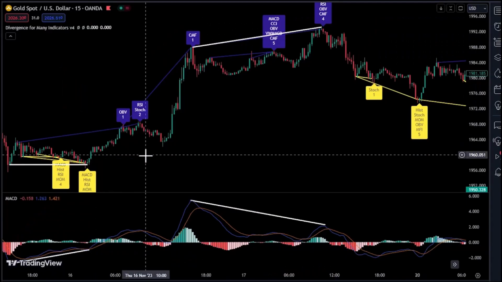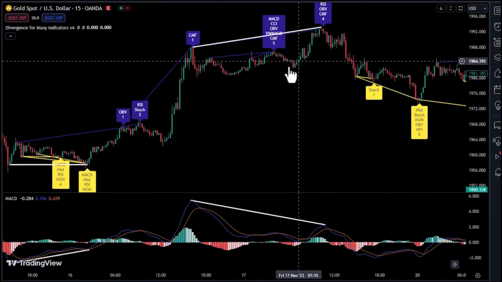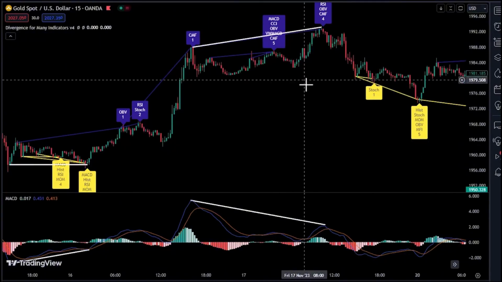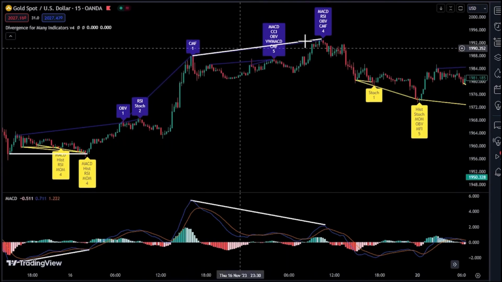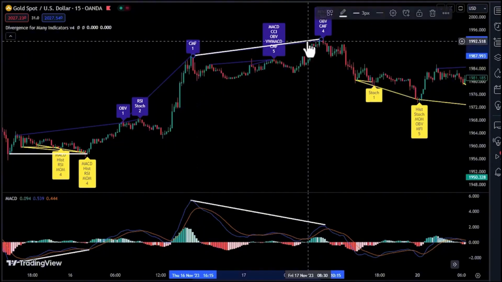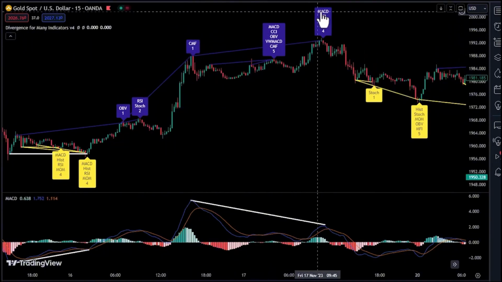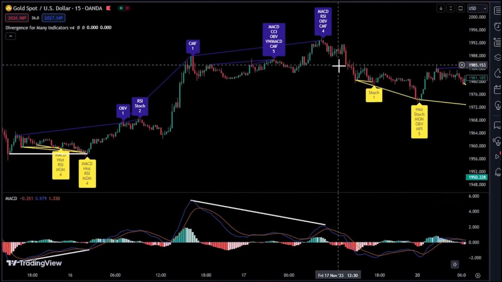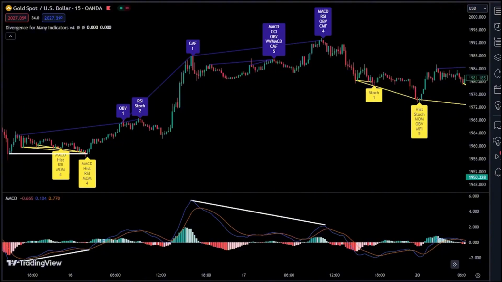Well, after we added the Divergence for Many Indicators version 4, as you can see, it comes and gives us different angles based on various indicators. And if we look at it from this perspective, right here, if we look from this point to this point, you can see that based on the MACD, it has also indicated to us that we have a negative divergence here, and the price itself experienced a drop after this divergence.